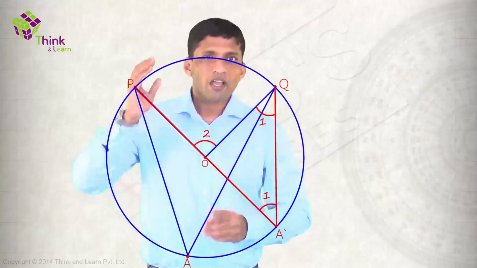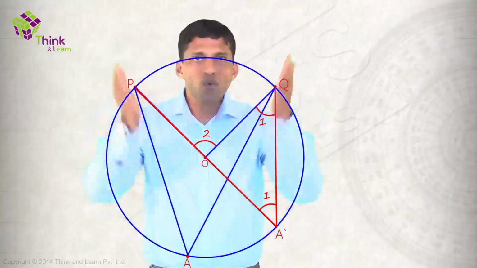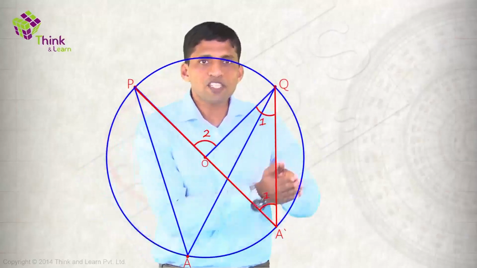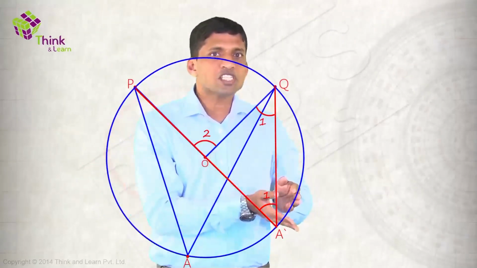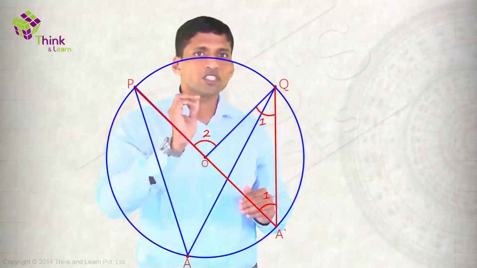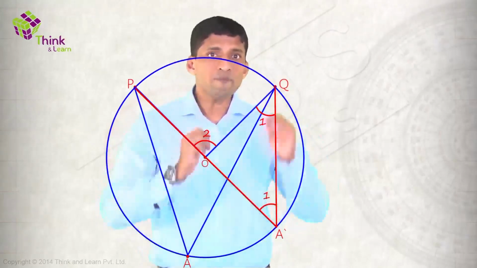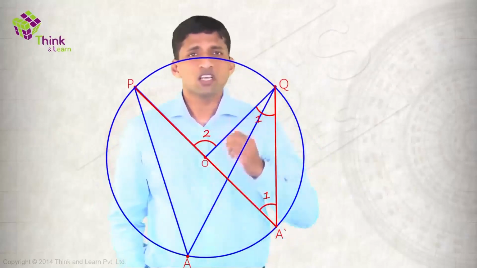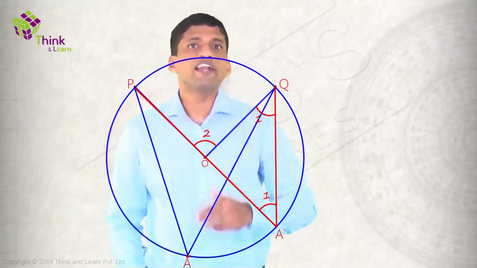Very simple, right? If this is POQ, this was PAQ, just move this line so that PA dash is the diameter. Now 1 adds up to 2 because that's the exterior angle, the sum of the interior opposite angles. This is a very simple method to relate to 2 by 1.